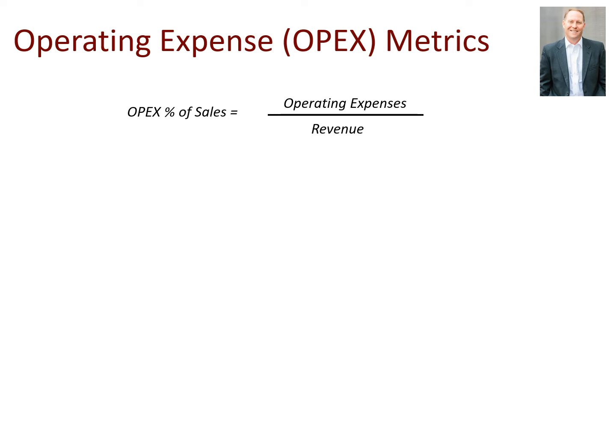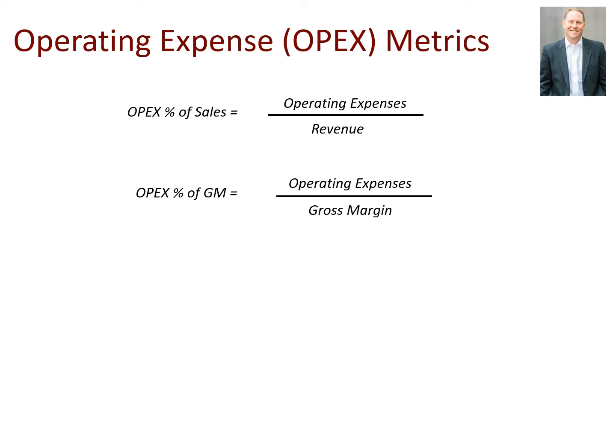Another thing to look at is our OpEx as a percentage of our gross margin. So here we're looking at our total operating expenses divided by total gross margin for that period. And that's basically going to tell us how much of our gross margin is being used up in operating the company from an operating expense standpoint.